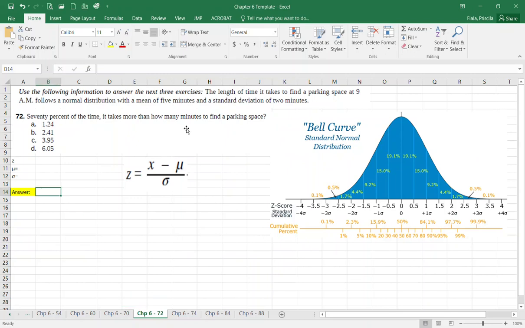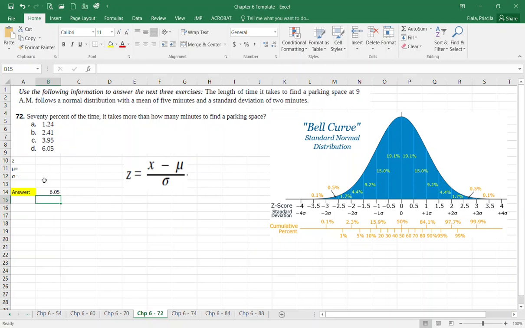I worked all your problems and I found the answer of actually 6.05. Okay, however, right here, 6.05 is equivalent to the 70% of the time. In this case, it's asking me how many minutes it takes more than the 70%. Therefore, I'm only calculating the remaining of my graph, just the other 30%.